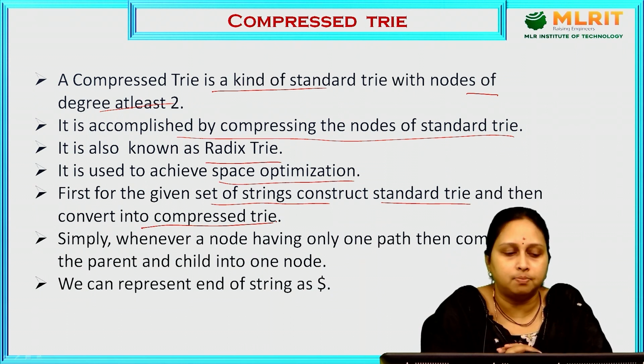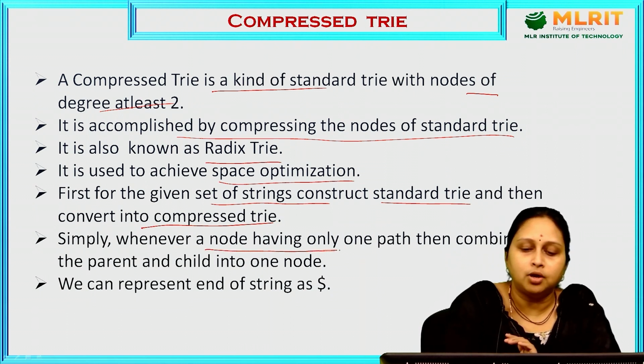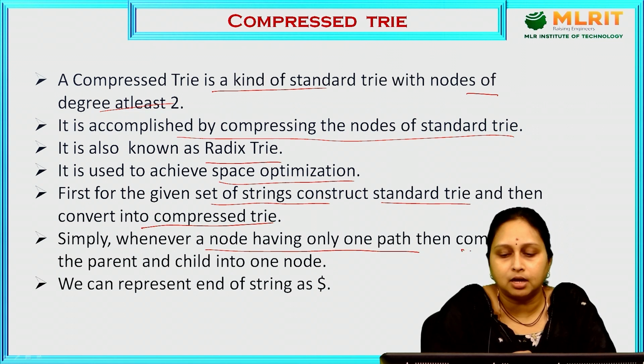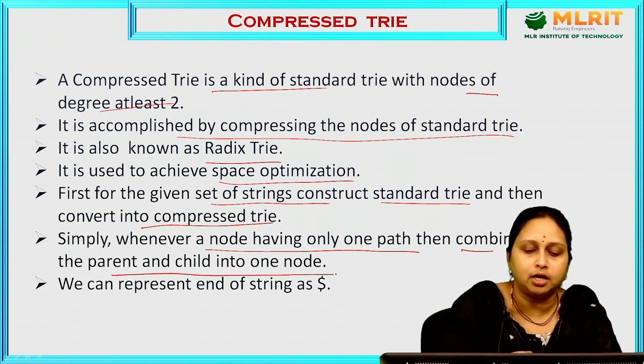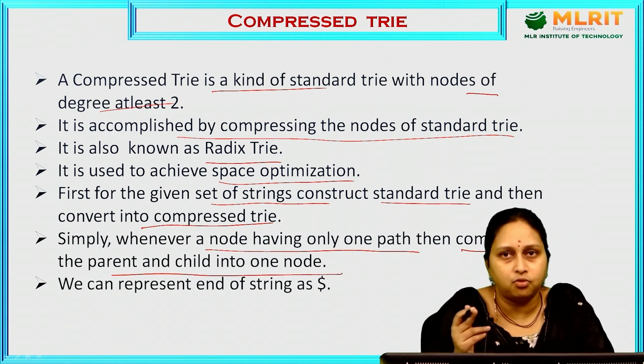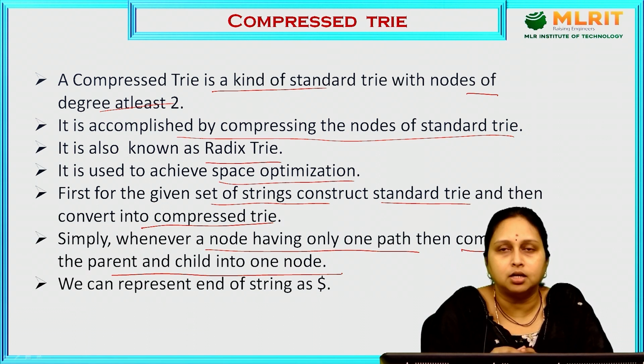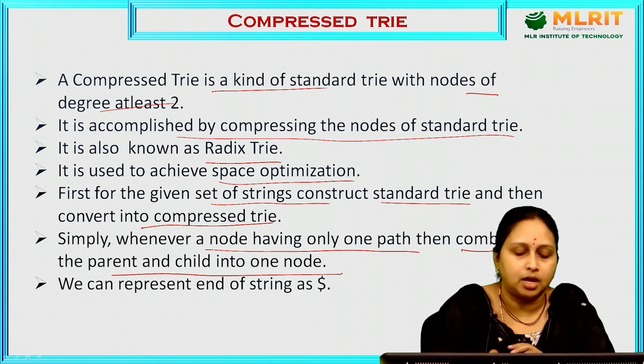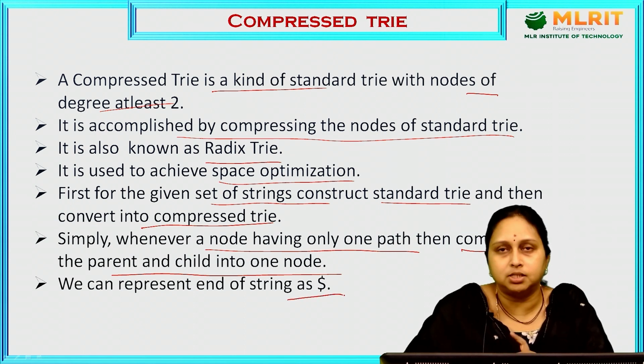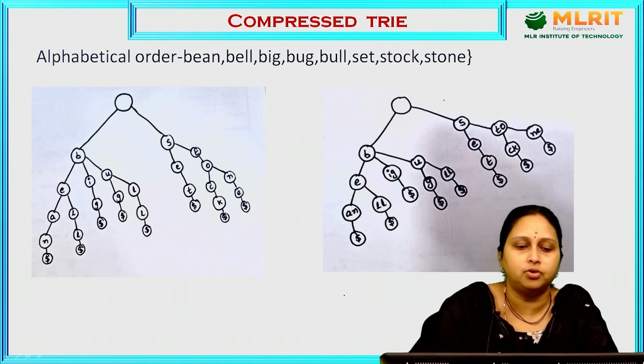And how can we compress it? Simply, whenever a node has only one path, combine the parent and the child into one node and represent them. And at the end of the string, we are going to represent the dollar. Let us see the example of how we can represent it.